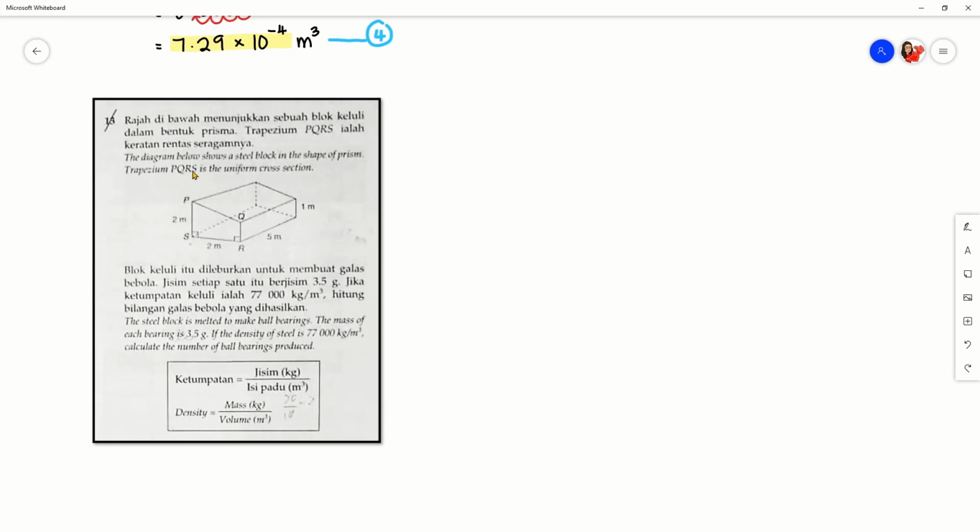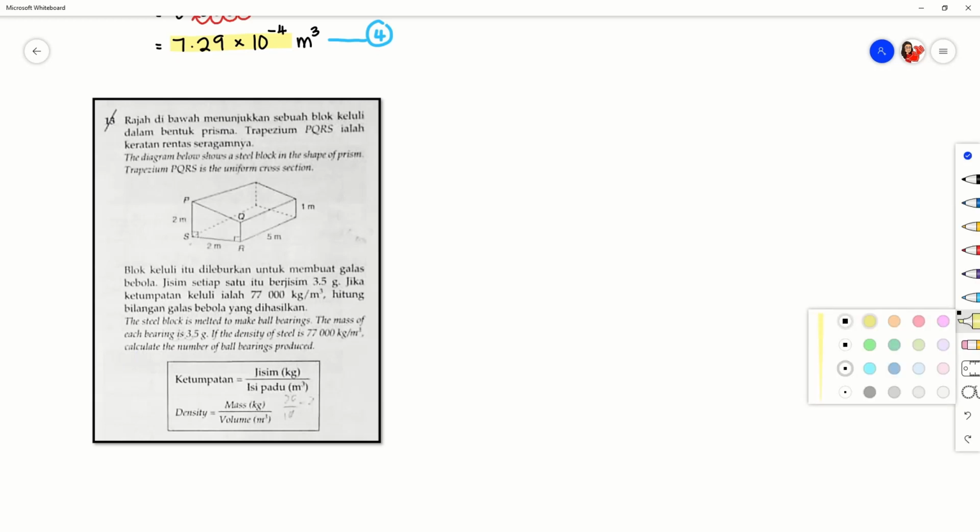Trapezium PQRS is the uniform cross section. Now the reason they are telling us that it's a trapezium is so you know that you have to use the area of a trapezium when you are finding anything to do with the prism. So the steel block is melted to make ball bearings. The mass of each ball bearing is 3.5 grams. So what they have given us now is the mass of each ball bearing, 3.5 grams.